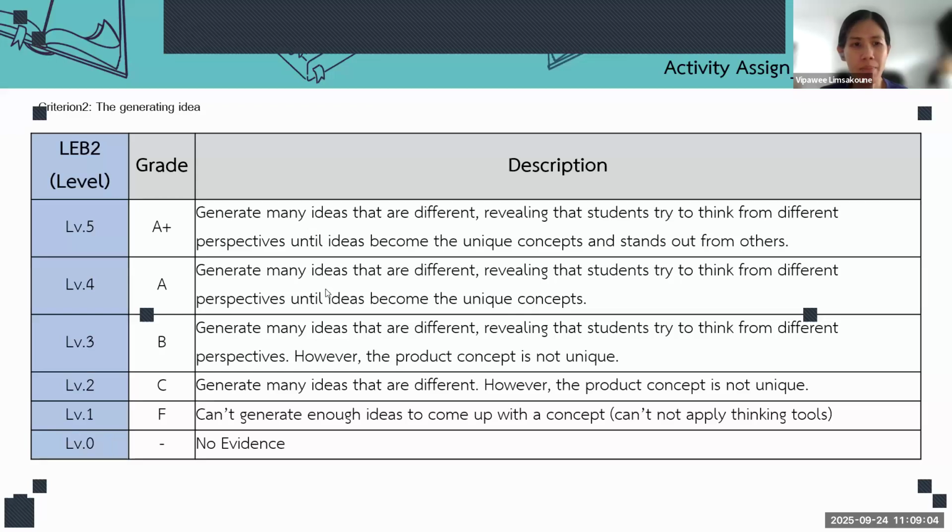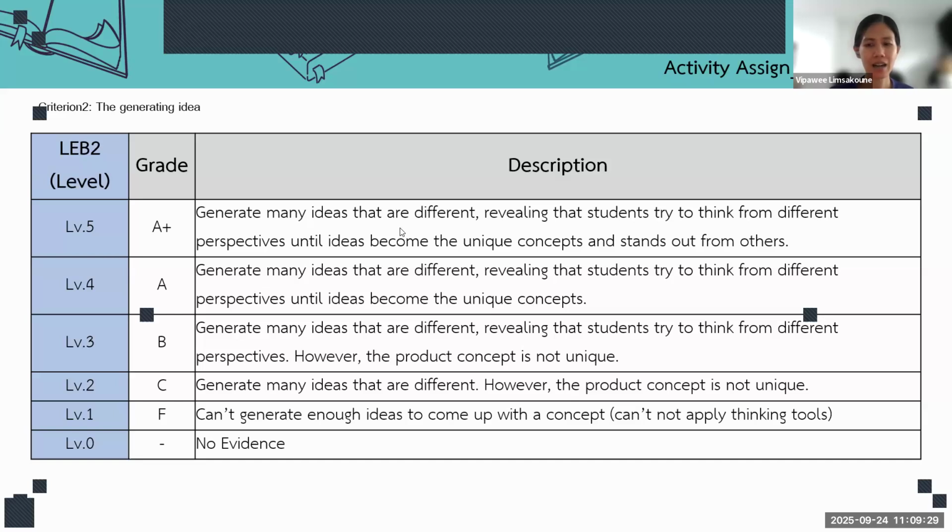If you think from different perspectives until ideas become unique concepts, then you will receive level 4 or A for this criteria. If you think from different perspectives until ideas become unique concepts and stand out from others, you will receive level 5 for this criteria.